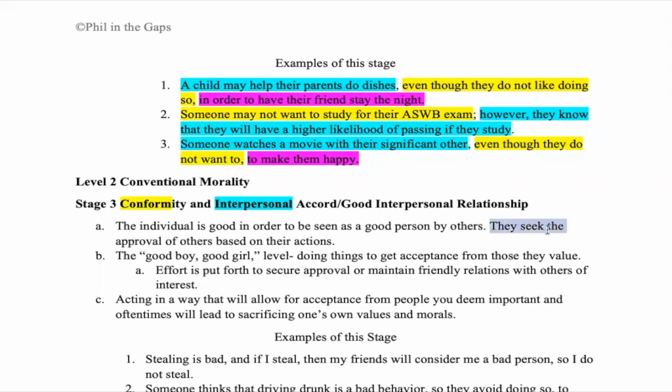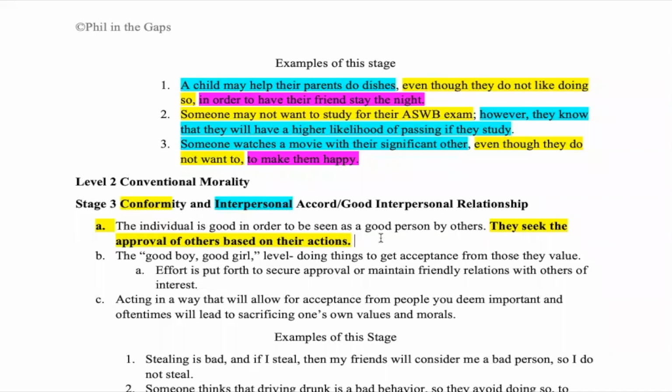So key emphasis here is they seek approval of others based on their actions. So this is where somebody may do something for somebody else, but they're like, man, I need to get my credit from all these other individuals. Or, man, you need to start telling people that I'm a good person. So they conform in order to be viewed as a good person. So this stage is categorized as the good boy or good girl level because they are doing things to get acceptance from those they value. So effort is put forth to secure approval or maintain friendly relations with others of interest.